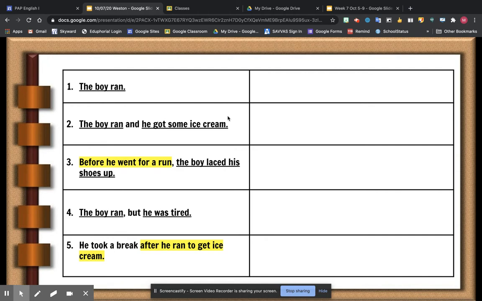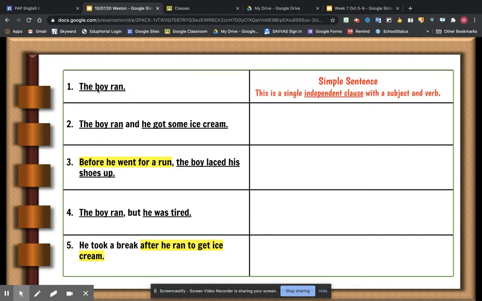Simple, compound, or complex. So the very first one is simple. It has a subject, boy, and a verb, ran, and it expresses a complete thought. So what it is, it has a single independent clause. An independent clause is just a simple sentence that has a subject and verb and complete thought. Think about how when you're independent, you can stand on your own. So you don't need any support. You make sense completely by yourself. And that is what a simple sentence is.